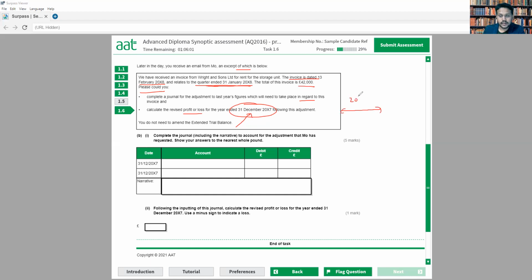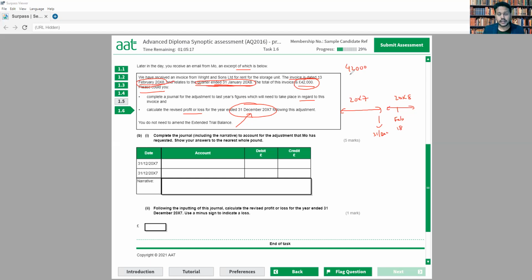So 2017, and the year ended 31st of December. After that, we have a new year, that is 2018. And we received the invoice in February 2018. And we received the invoice for the quarter ended 31st of January. Quarter means 3 months. So that means inside this 42,000, there is 3 months' rent. Now we have to know which 3 months.